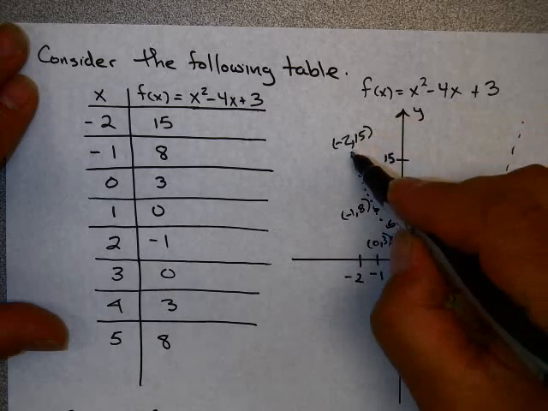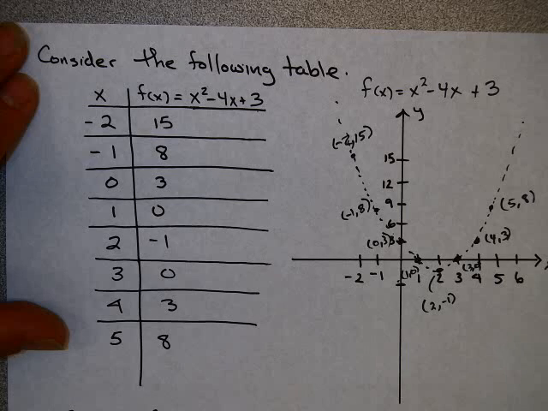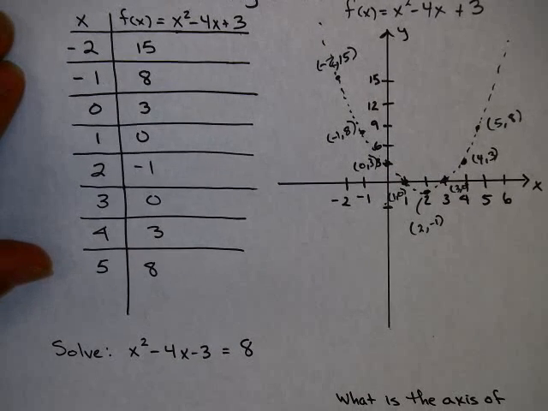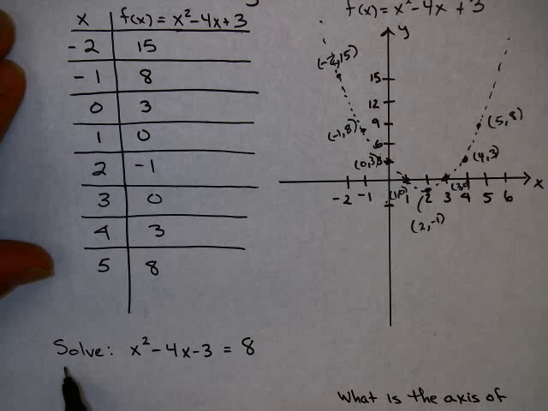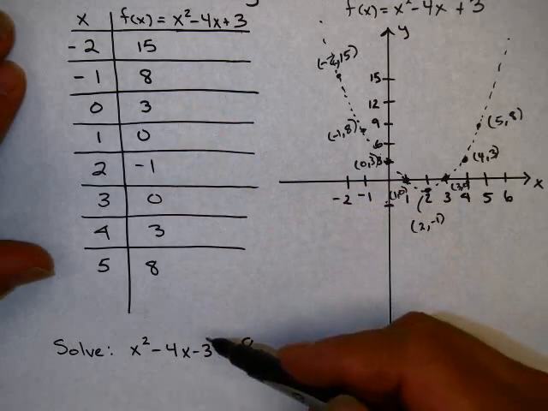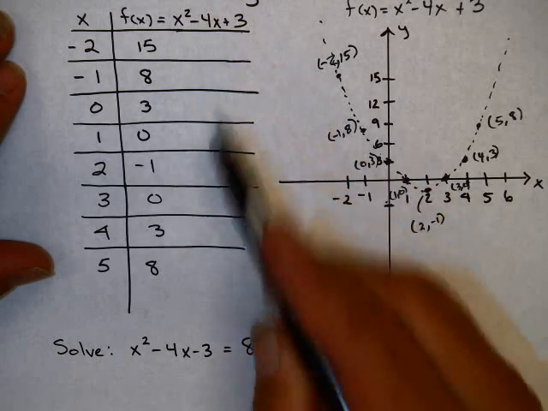If you look at this, you see that these points follow the pattern of a quadratic, as they should. And of course, this would continue as we go on in each direction. So let's use this table and this graph to help us solve some problems. Here is a quadratic equation. We're going to solve x squared minus 4x minus 3 equals 8.